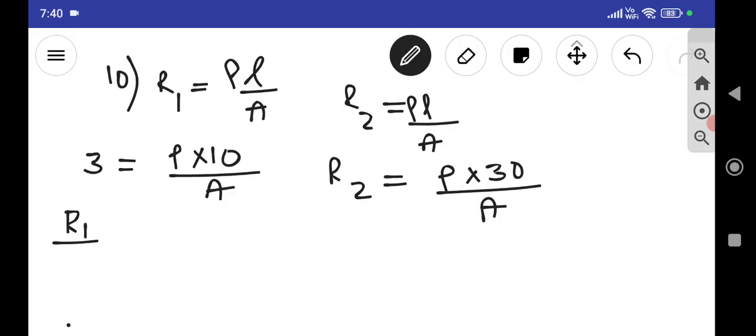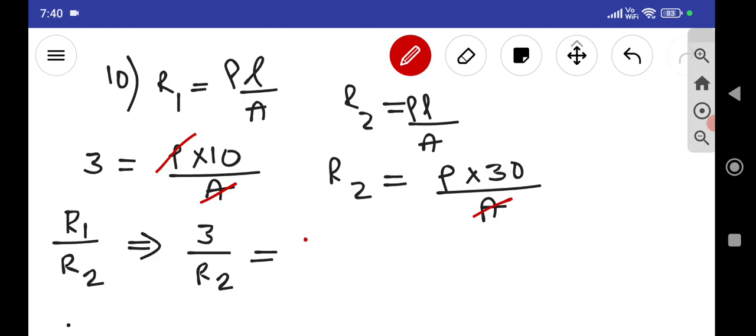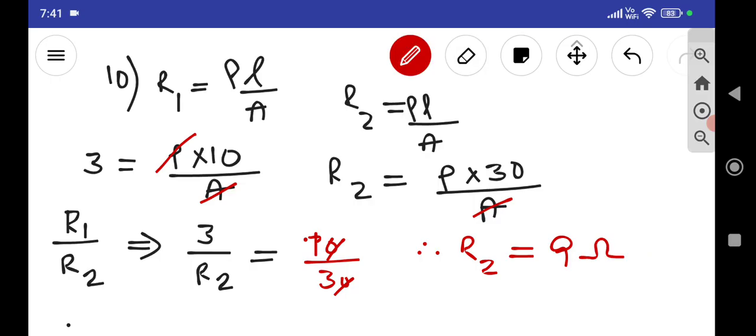Now what is R1 by R2? So on substitution, it will be 3 by R2, which is equal to, you can cancel this, right? And it will be 10 by 30, so nothing but 1 by 3. So therefore cross multiplying R2 will become, you will get 9 ohm. Hope you have understood the question. R2 is equal to 9 ohm.